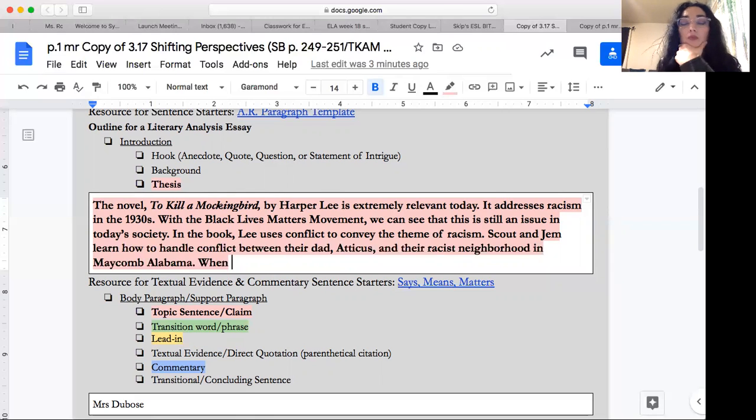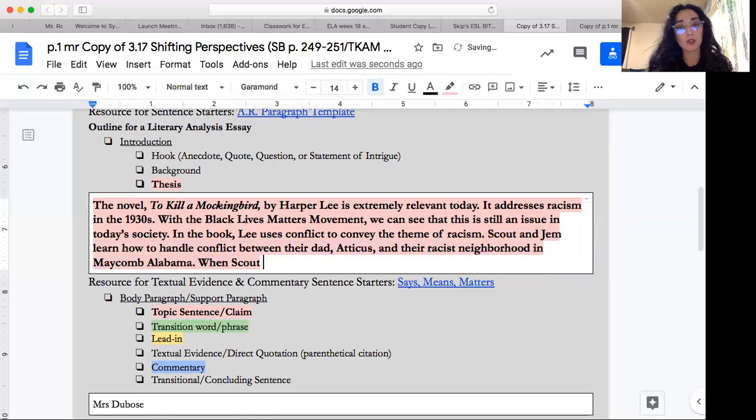So let's see, how can we word this? Okay, so in the book, Lee uses conflict to convey the theme of racism. Scout and Jem learn how to handle conflict between their dad, Atticus, and their racist neighbors in Maycomb, Alabama.